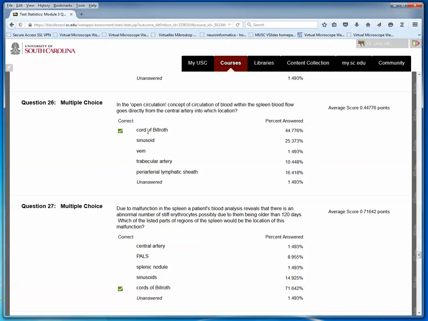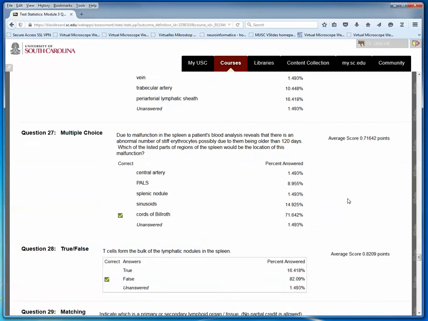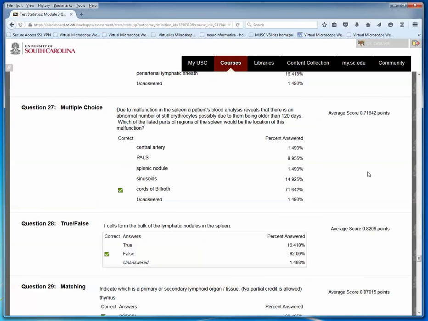The closed circulation is where the blood flowing through the central artery would go directly into a sinusoid. That's the closed circulation. And again, this question refers to something similar, that the cords of Billroth are where old red blood cells are removed. And if that area malfunctions, then old red blood cells would not be removed.